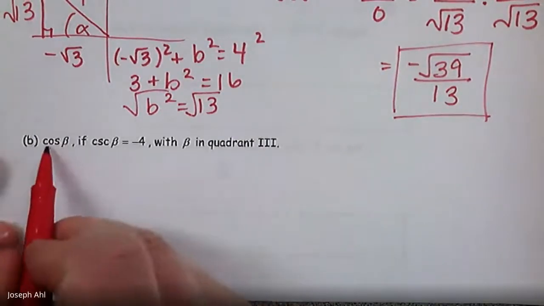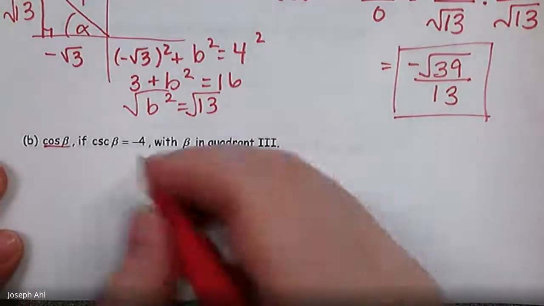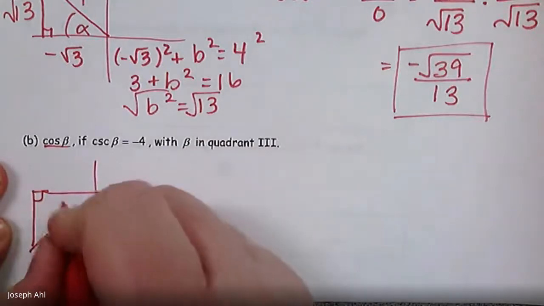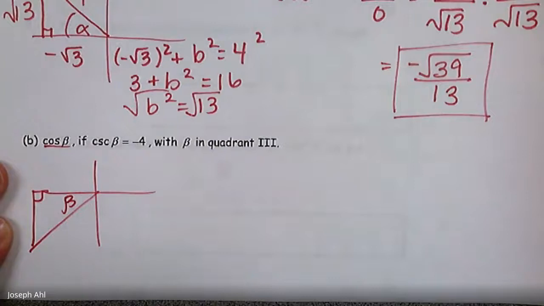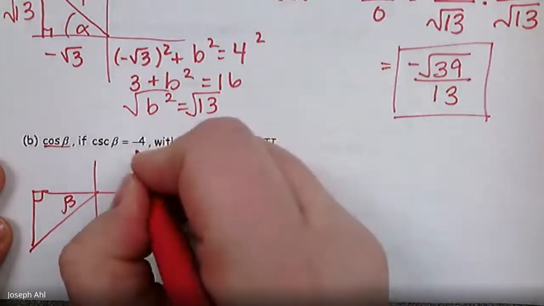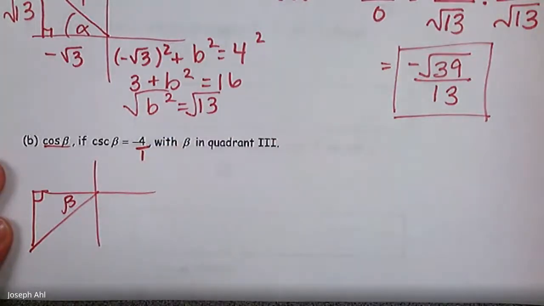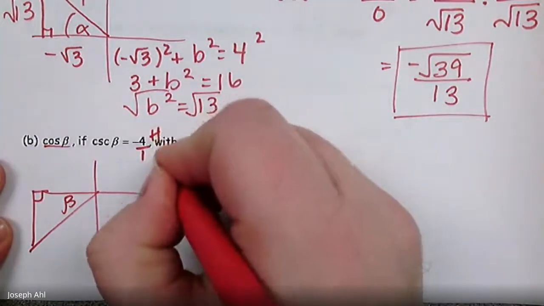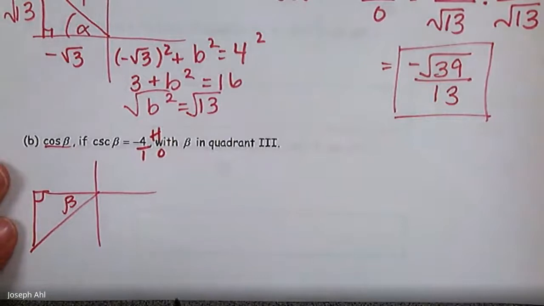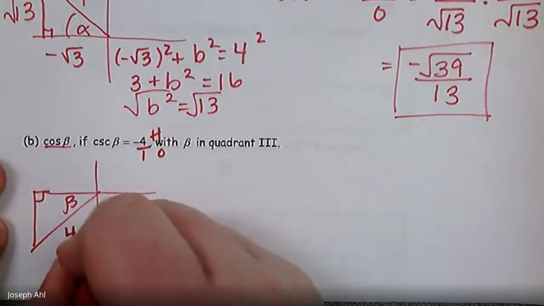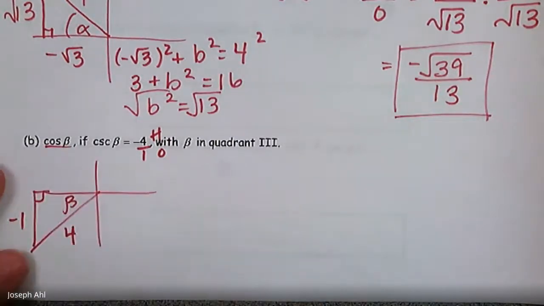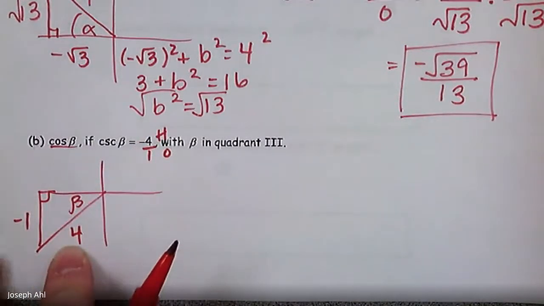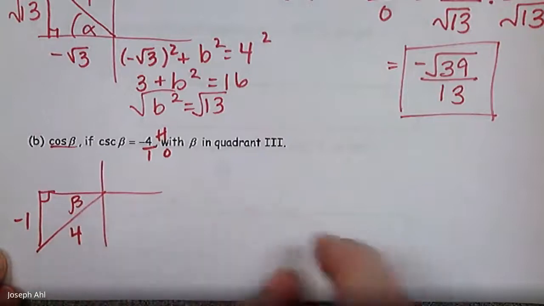All right, we want to find cosine of angle beta, and beta is in quadrant 3. All right, so here we are in quadrant 3. Here's angle beta. We know the ratio for cosecant, so put that over 1 just to make your life a little bit easier so that we can label two sides. Cosecant we know is hypotenuse over opposite. So the hypotenuse is going to be 4, and the opposite's going to be -1. Now, I realize the negative's attached to the 4 up there, but remember, as a general rule of thumb, you always label the hypotenuse as positive.